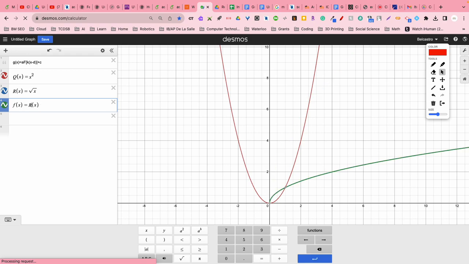If I want a horizontal compression, which is going to look almost identical, I go like that. Not quite the same amount, but it did the same idea. If I want to shift it downwards, I go down 2. And if I want to shift it to the left, I'm going to say positive 4, and it's now shifted to the left 4 units. So by leaving it in function notation, I can change whatever function I'm referring to.